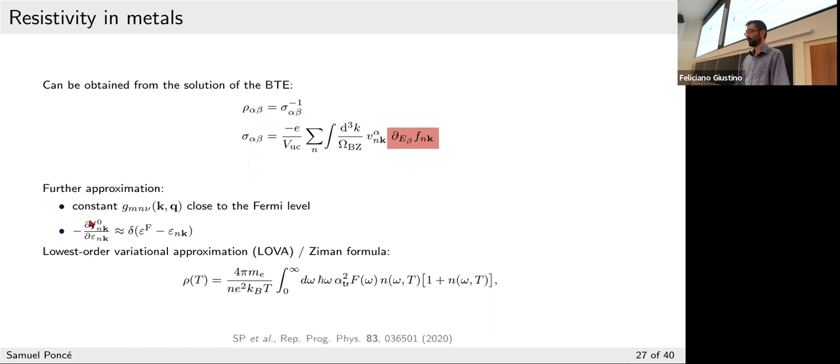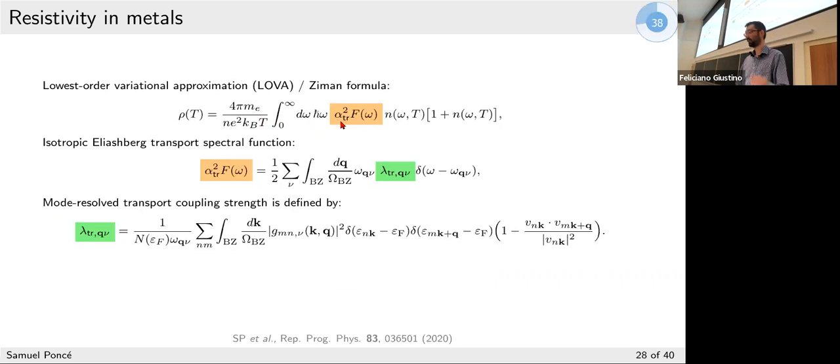But I just want to present an approximation because it's relatively common in the literature, and it's called the lowest order variational approximation, or the Ziman formula. You are basically taking the Boltzmann transport equation and doing two additional approximations. You are considering that the electron-phonon matrix elements are relatively constant close to the Fermi level, and you're also doing this sort of delta approximation. If you do that, then you can recast the conductivity in this quite nice form, where you can see that it's now expressed in terms of this isotropic Eliashberg transport spectral function.